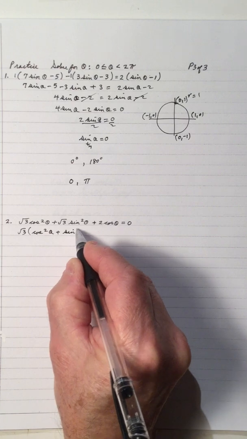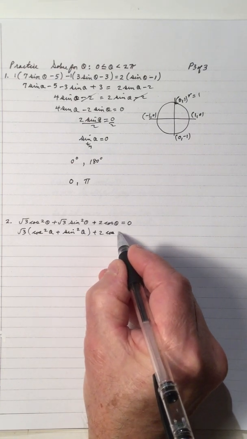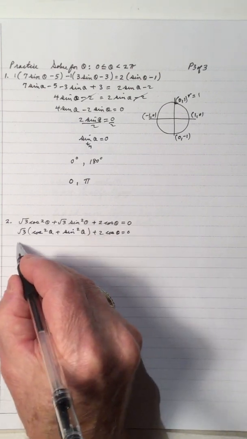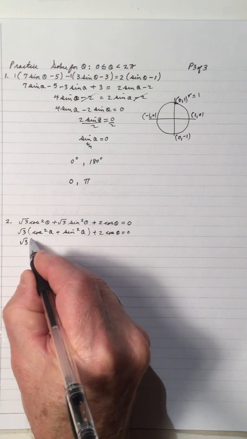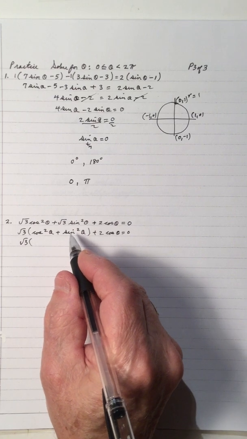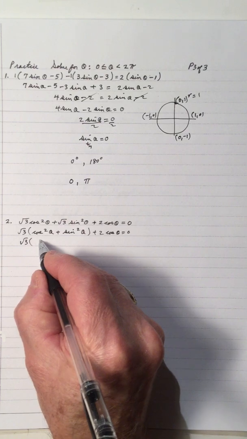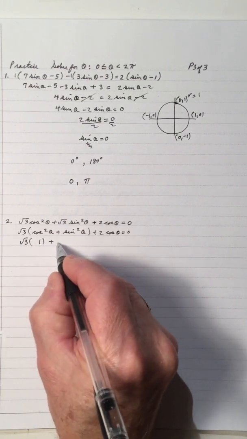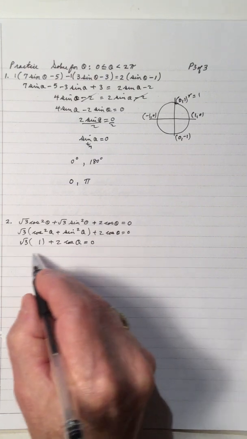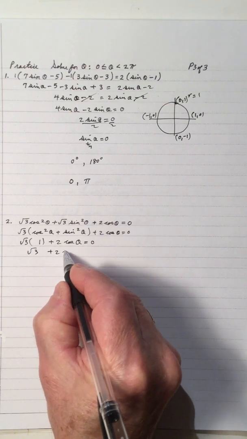Root 3 is common to the first two. So if I take root 3 out, because it's the GCF, that means that cos squared plus sine squared, we learned that in the trig identities when we did the unit on trig. Trig identity: cos squared plus sine squared is equal to 1. And if you recognize that, then this is root 3, because we multiply before we add.